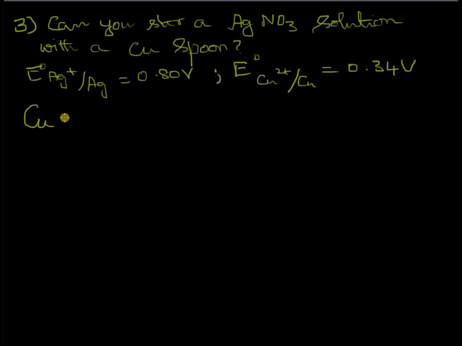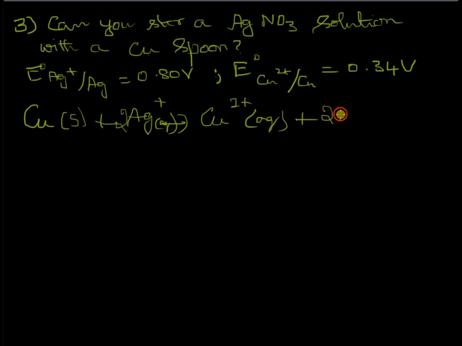So the reaction would be copper solid. Copper should form the anode. Copper solid should reduce the silver ion to form copper ion and metallic silver. If this reaction could take place spontaneously, then a cell would be set up. The cell would be like this.